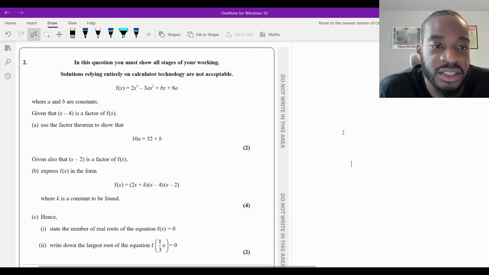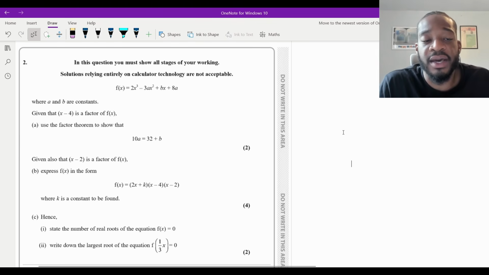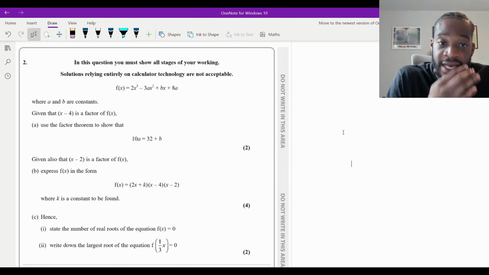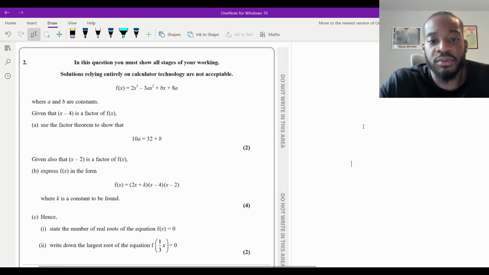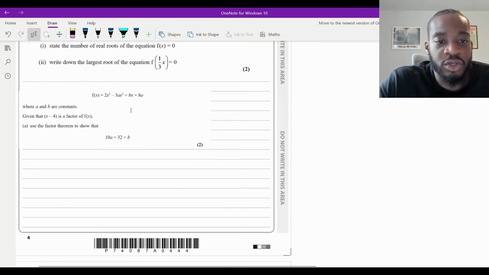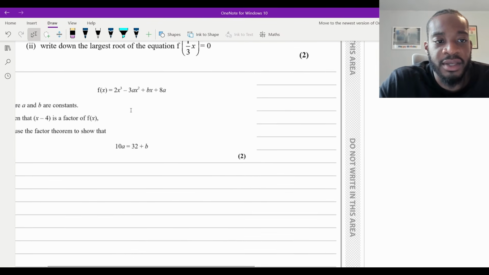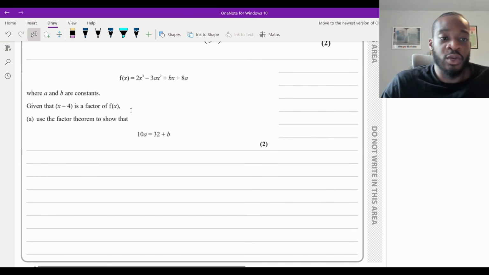Okay, so question two says f of x is equal to 2x cubed minus 3ax squared plus bx plus 8a, where a and b are constants. Given that x minus 4 is a factor of f of x, part A says use the factor theorem to show that 10a is equal to 32 plus b for 2 marks. So I've just got the question summarized here just so we don't need to keep going up and down, part A anyway. So we need to use the factor theorem.